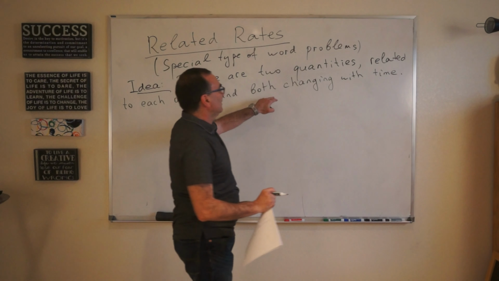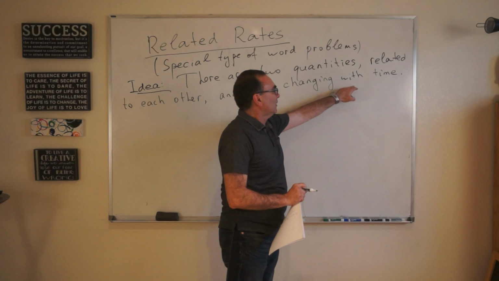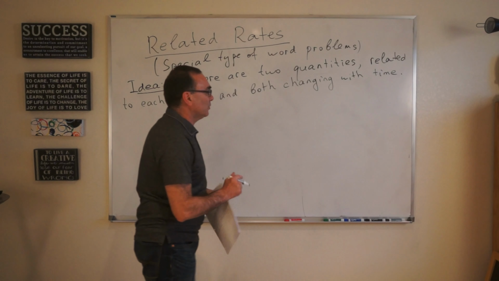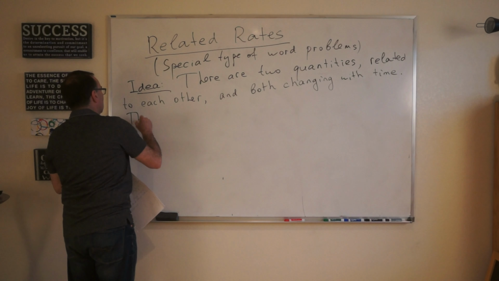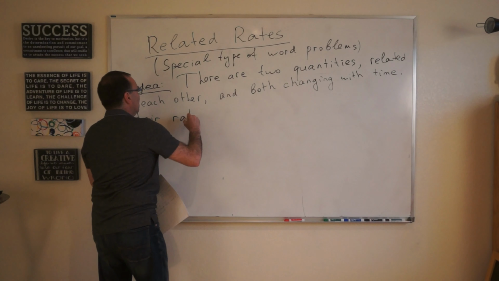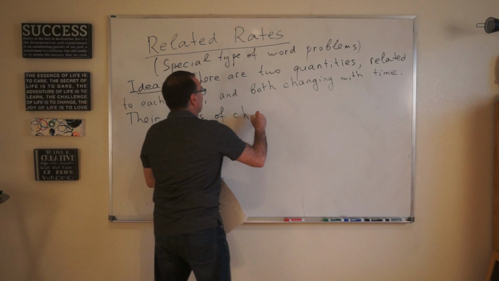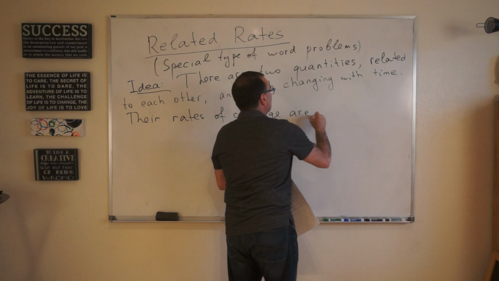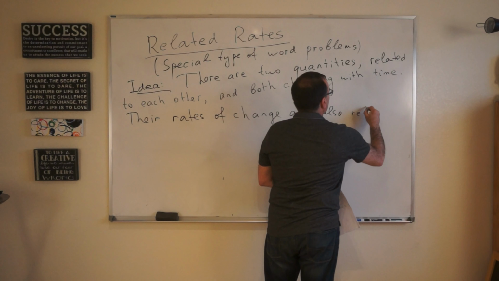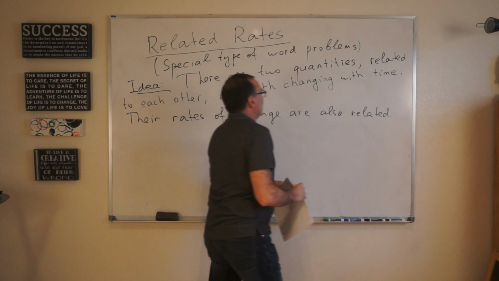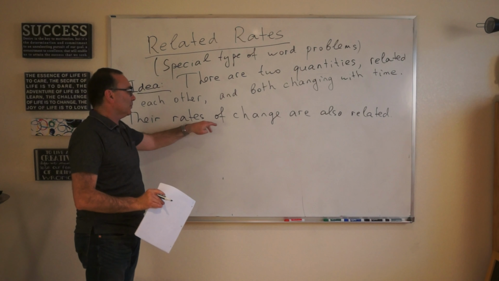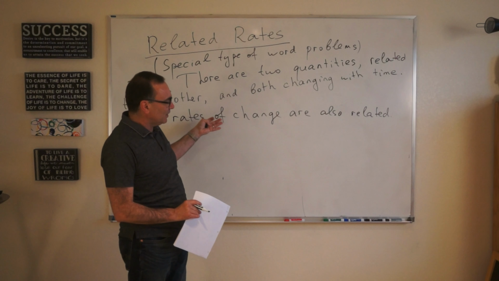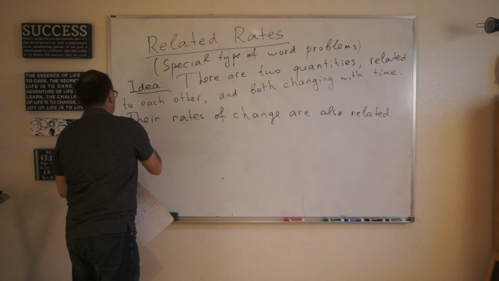And the idea is that since those quantities are related to each other, their rates of change are also related to each other. And that's why this is called related rates. And among these two rates, one rate is given and the other rate is to be determined.